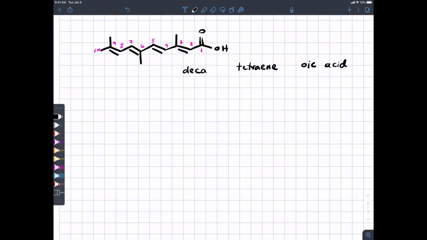Right? And then I need to say which atoms they're on. You could put these numbers either immediately before the tetraene or you could put them in front of the deca. So I'm going to go, let's see, 2, 4, 6, 8, tetraene oic acid. We good so far? Substituents, I've got methyls on 3, 6, and 9. So that's going to be 3, 6, 9 trimethyl. Deca 2, 4, 6, 8 tetraene oic acid.